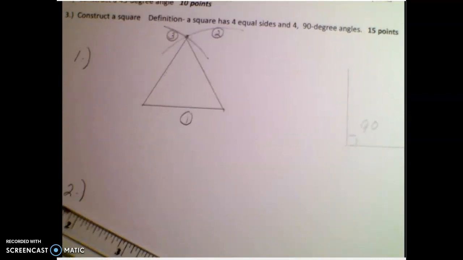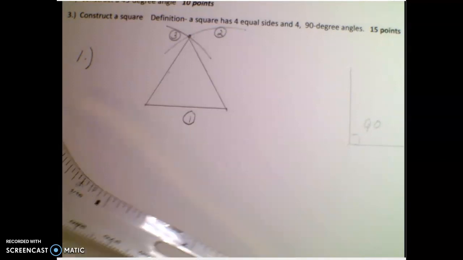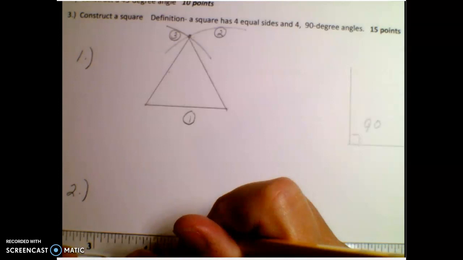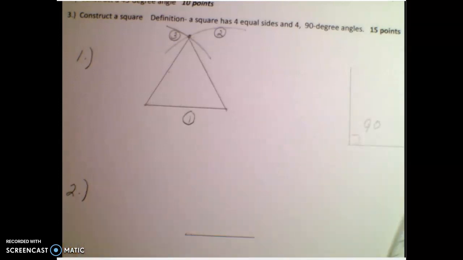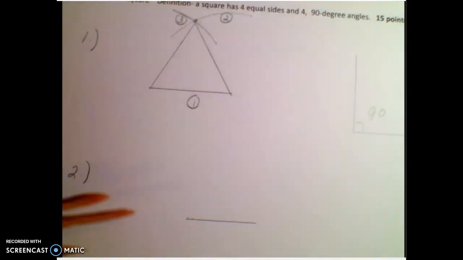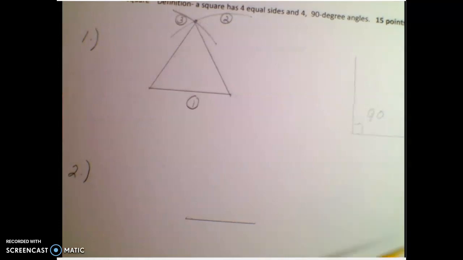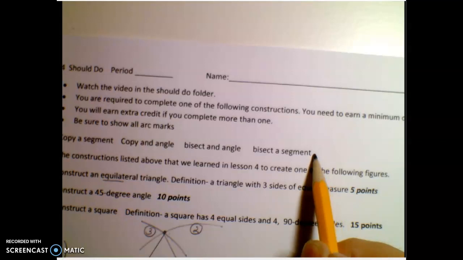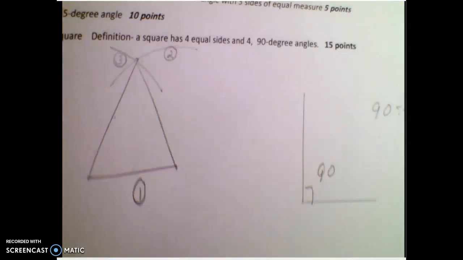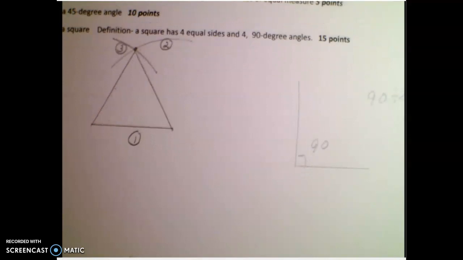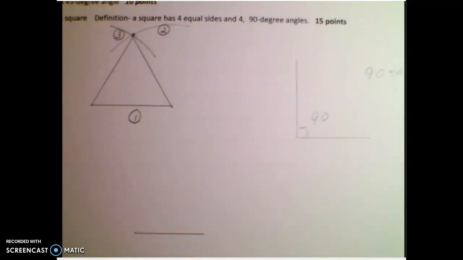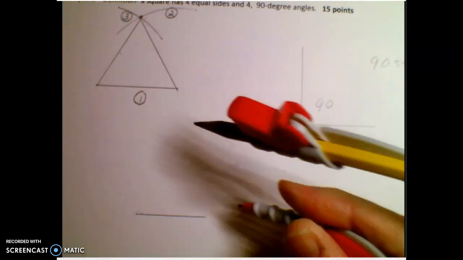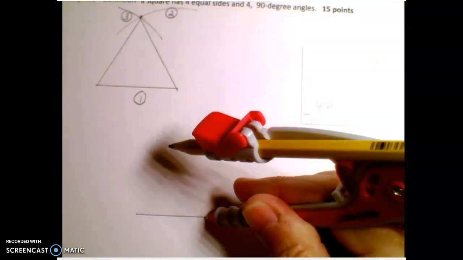All right, so let's start off with, how do we make a 45-degree angle? I'm going to start off with constructing that. First thing I'm going to do is just draw a little segment. Now to make a 45-degree angle, I'm going to bisect a segment. All right, so let's see what that looks like. That's the one where I'm going to take a point here at the end. Let's start on this end.